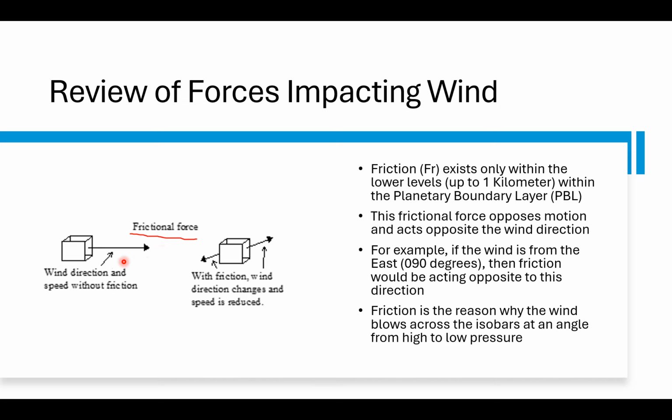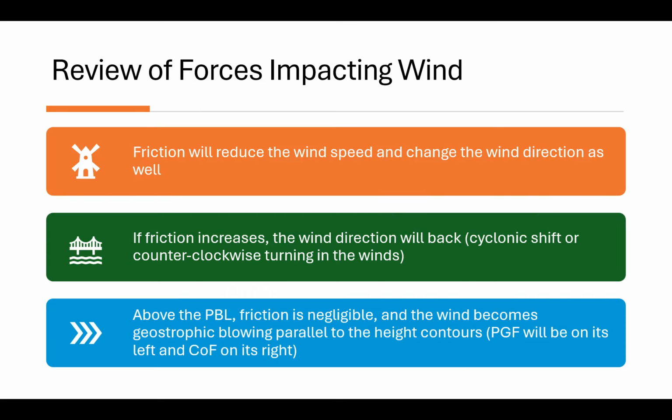All right, so here's an example on the left. We have wind direction and speed without friction, generally working its way from left to right in this particular area. And then on the right, with friction, the wind direction changes, flowing across isobars, and the wind speed is reduced. So friction overall reduces the wind speed and changes the wind direction. If friction does increase, the wind direction will back. When I say backing winds, those winds are turning in a cyclonic manner, or a counterclockwise turning of the winds.